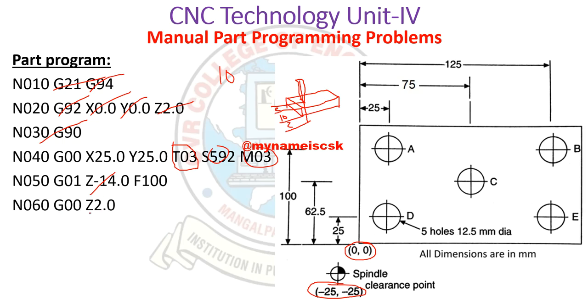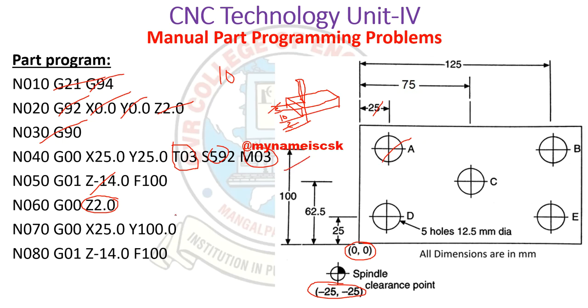Then we have given the clearance plane as 2 mm. Here we have taken a clearance of 2 mm, and at the bottom also we have taken a clearance of 2 mm. Then our workpiece starts. It will go to position A, where X is 25 and Y is 100. Then it will drill to minus 14 with a feed of 100 mm. Next it will come back to the height of 2.